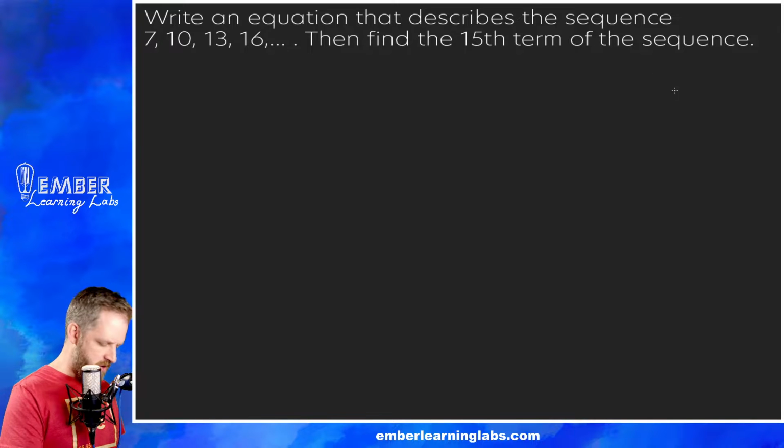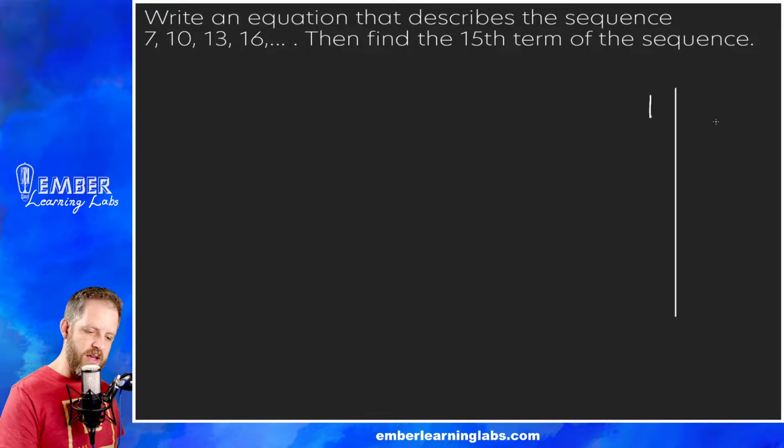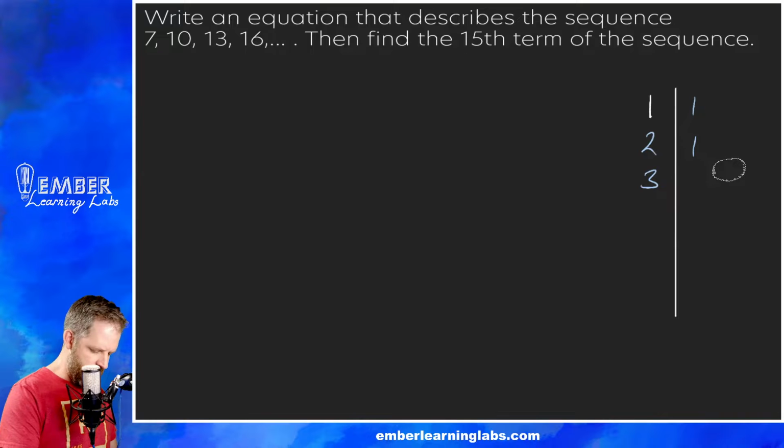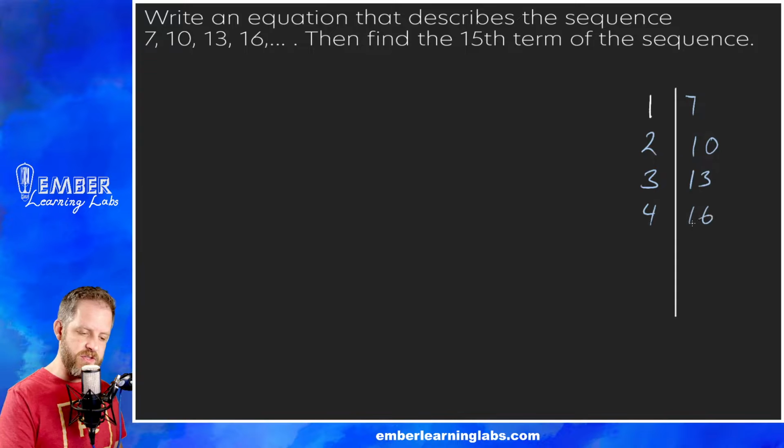So for these terms, we have the first term is 10. The second term is 13. The third term is, whoops, I did that. I'm all kinds of off, aren't I? What happened? I missed that the first term is actually 7, and the second term is 10. Third term is 13, and the fourth term is 16.